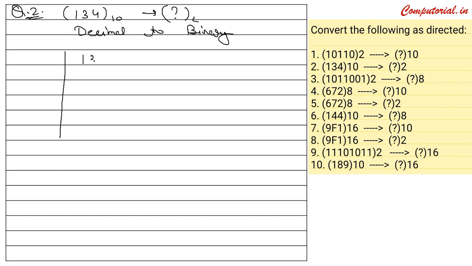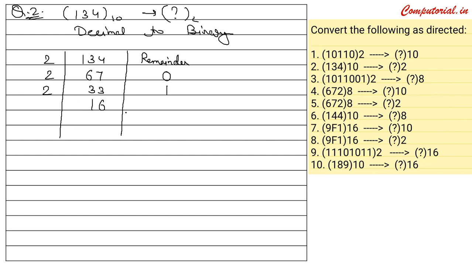So over this side I'll write the number. Over this side we have to note down the remainders. And this side we have to write 2. And then we have to start dividing. So first it will go 67 times, remainder will be 0. Secondly it will go 33 times, remainder will be 1.